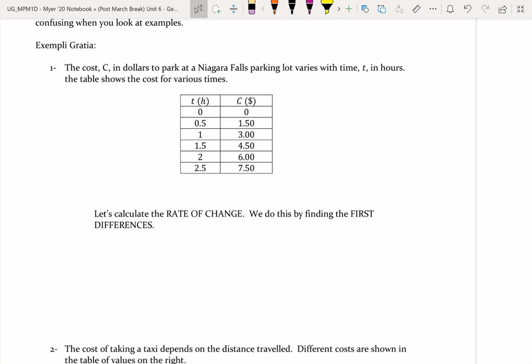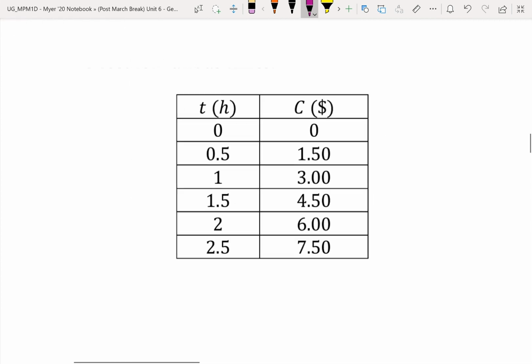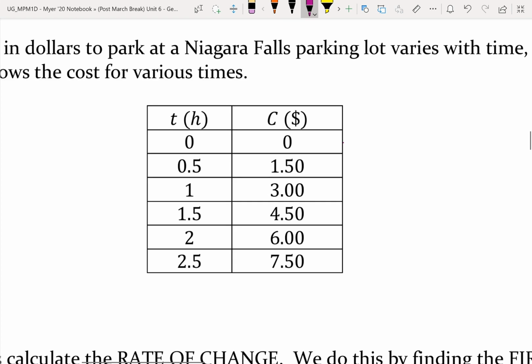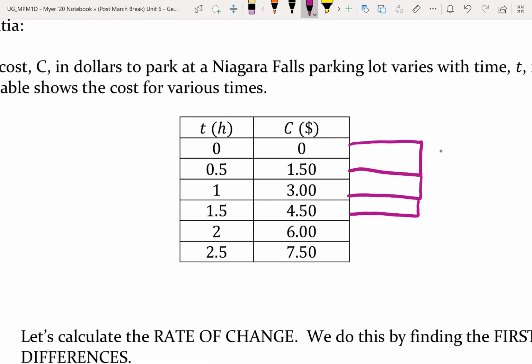So let's look at this, and we're going to calculate the rate of change. We do this by calculating first differences. I kind of showed you this last time. First differences is basically going like this. All right, maybe we'll make it a bit bigger. I don't want to screw it up too much. Erase. All right, we're having issues here.